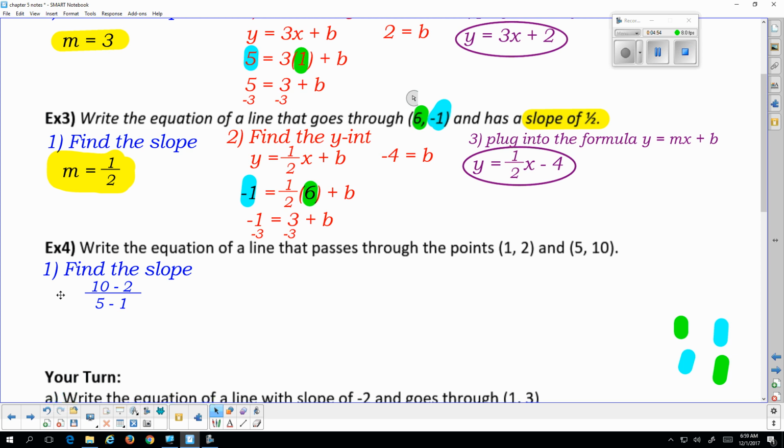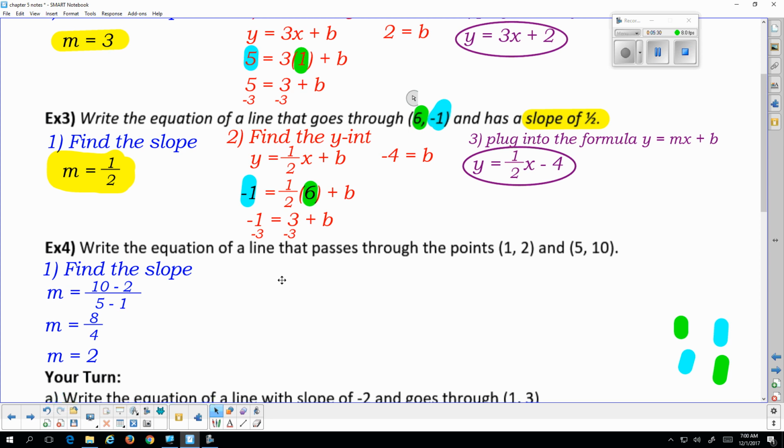So if you do y2 minus y1, that's 10 minus 2. x2 minus x1, that's 5 minus 1. And now we're just going to simplify. So what's 10 minus 2? It's 8. 5 minus 1 is 4. What's 8 divided by 4? 2. So we found the slope, which is 2. So in this problem, it wasn't just given to us like examples 1 and 2. We had to actually go back to the slope formula we learned on the first day of this chapter and figure it out.